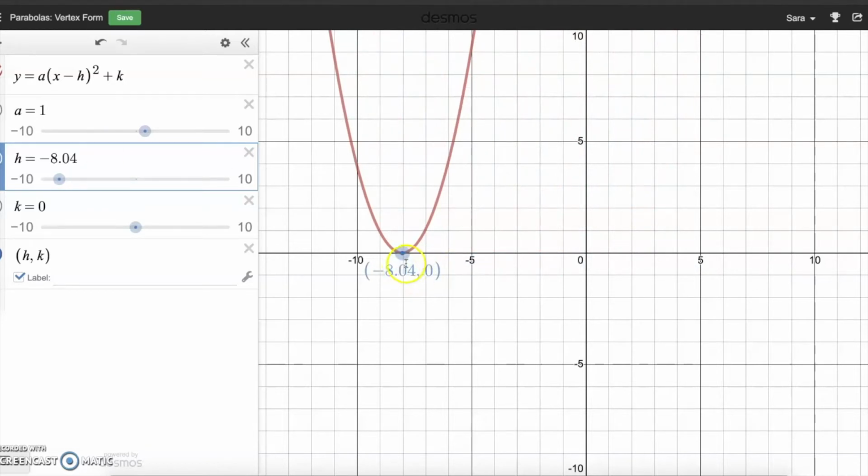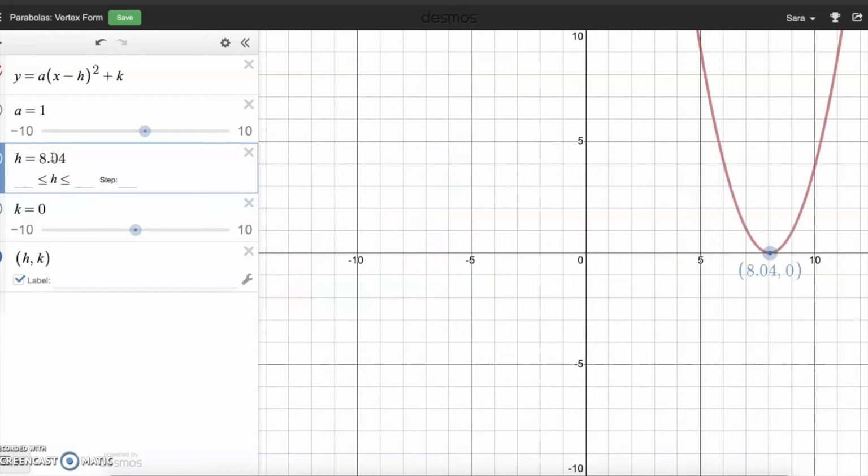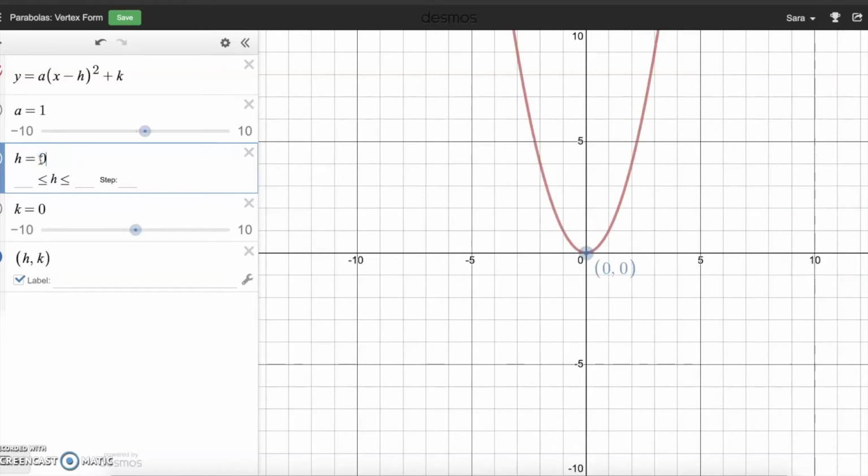Notice when my h value is negative that this parabola has moved to the left from where it originally was. My original vertex was at the origin at (0, 0). But when my h value is negative, it shifted to the left. If I were to change this to a positive, notice how my parabola would have been to the right of my original vertex (0, 0). Alright, let's reset this to 0 and take a look at how k affects the parabola.